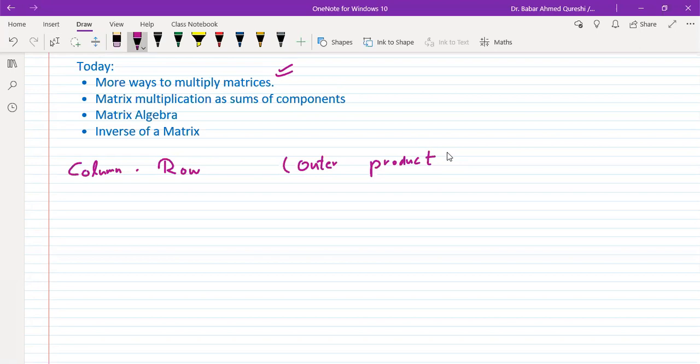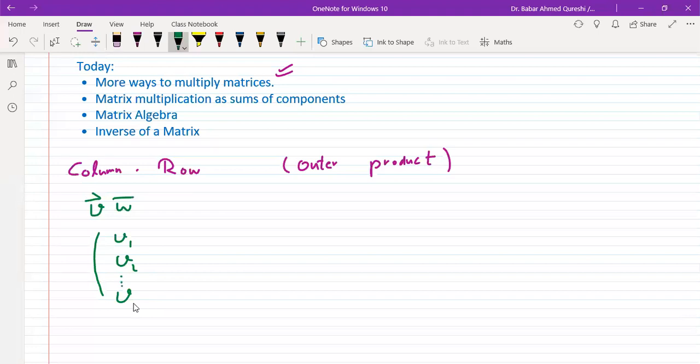So what does the outer product give? This is just some practice with matrix multiplication. Suppose you have a column and you multiply it with a row. You can think of the column as a matrix. This matrix has m rows and only one column, so a column vector can be thought of as a matrix of dimension m times 1.